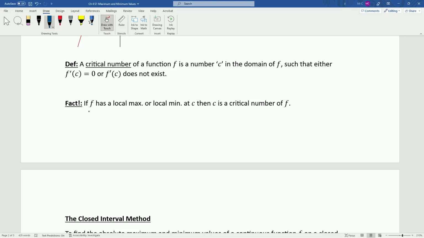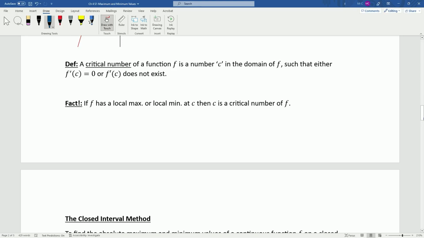All right, so fact: if f has a local max or a local minimum at c, then c is a critical number of f. This is just an evolution of that previous theorem, right? Because we know that if the derivative did exist, the derivative would be 0. So the only other possibility if you had a local maximum or minimum is that the derivative did not exist. So those are the two possibilities here.